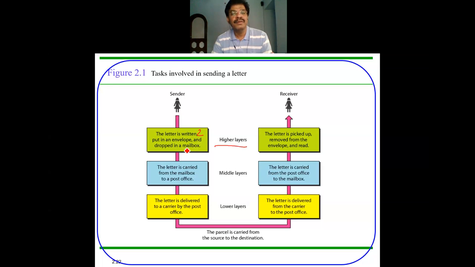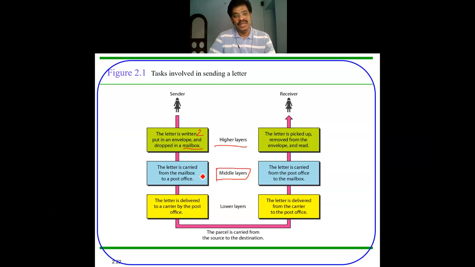But whenever the person is dropping the letter with an envelope in a mailbox, that envelope must have the address of the destination, or the address of the recipient. Then, at another layer, whenever the letter is posted in a mailbox, that letter will be identified, and by identifying the destination, the proper route will be provided to this letter.